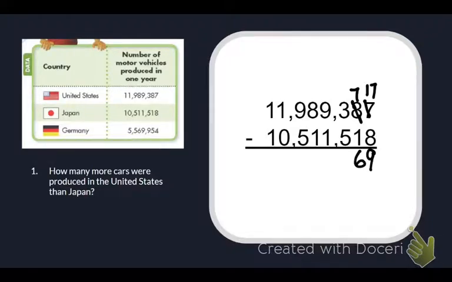Oh, we got to borrow. So we're going to look at the next door neighbor. We got to take 1 away from that 9. It becomes 8. We add 10 to the 3. It becomes 13. 13 minus 5 is? 8. Good job. 8 minus 1? 9 minus 5? 1 minus 0? 1 minus 1?